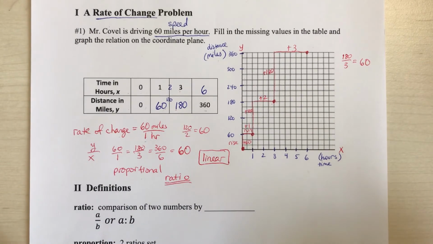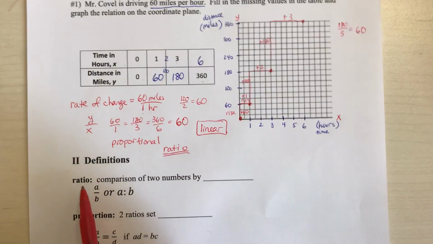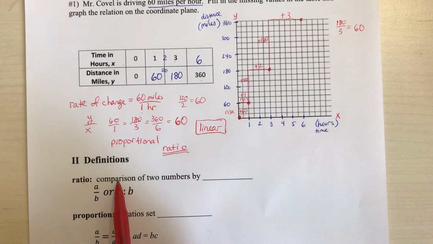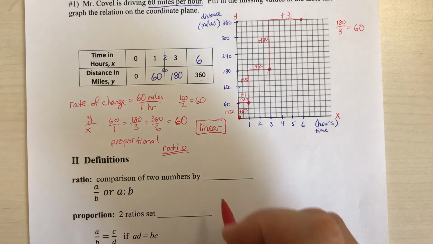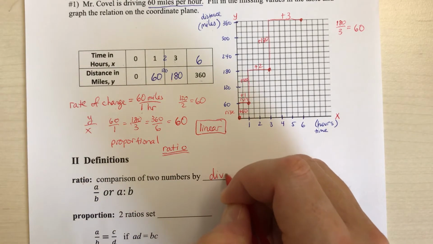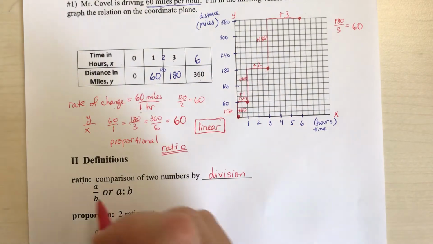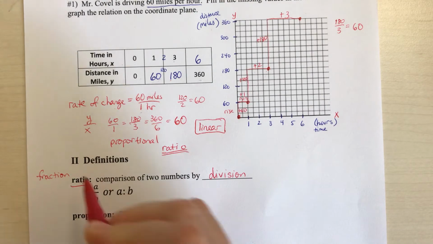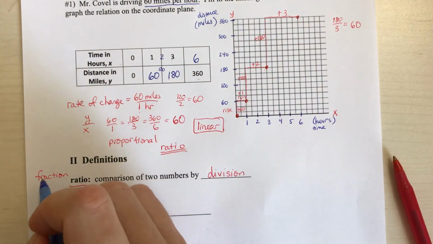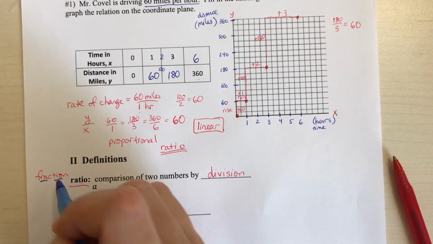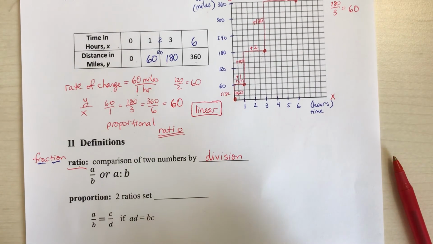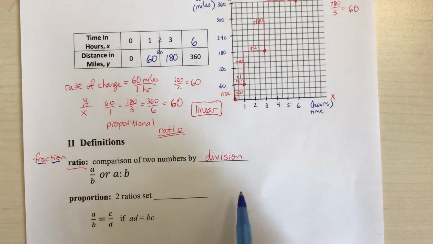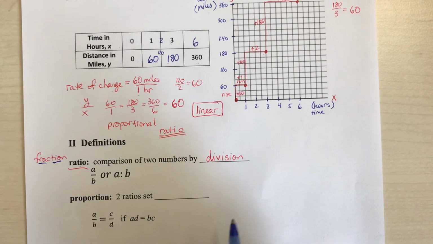Okay, so let's look at a couple definitions here. The concept of a ratio, it is a comparison of two numbers by division. So if I write the word fraction on the side here, notice that the word ratio is actually inside of it. So a ratio is just a fraction, and fractions we typically look at with division.